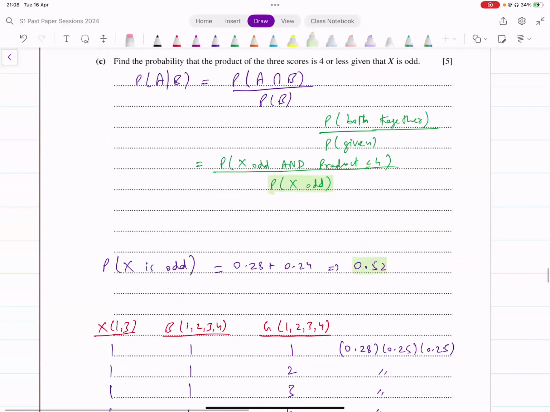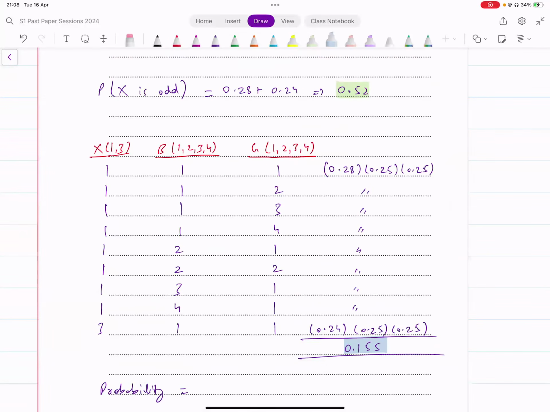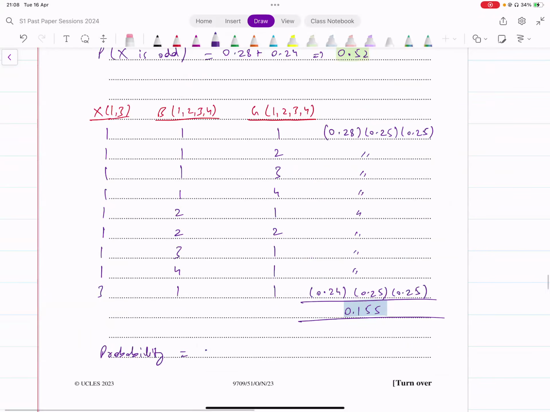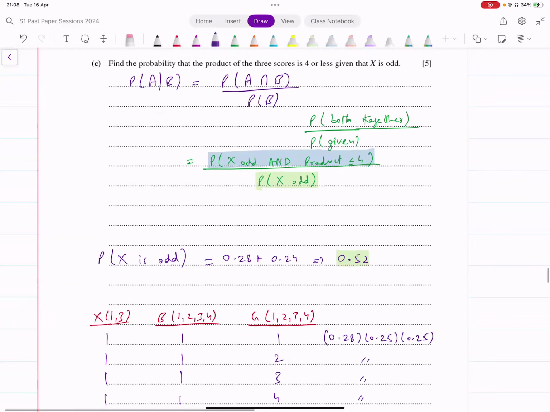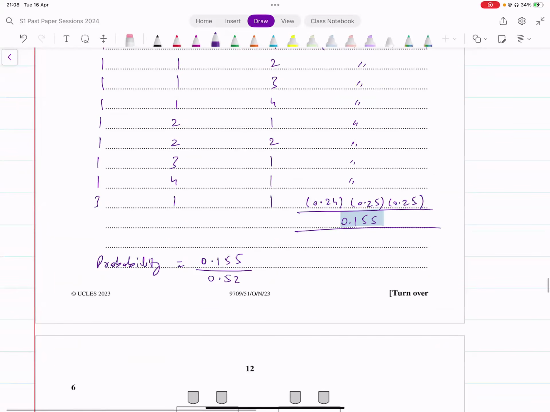This is the denominator, and this numerator is what we have found here, right? Where both of those conditions are met. So the probability that we're looking for is 0.155 divided by the probability of x being odd, which was 0.52. That's what you have in the denominator here, and that's going to give you the result. Okay, so we get 0.298. That's our final result, 0.298.